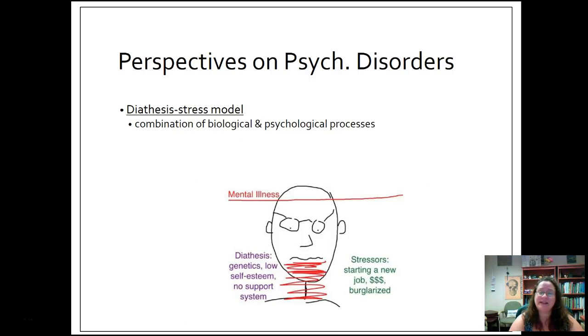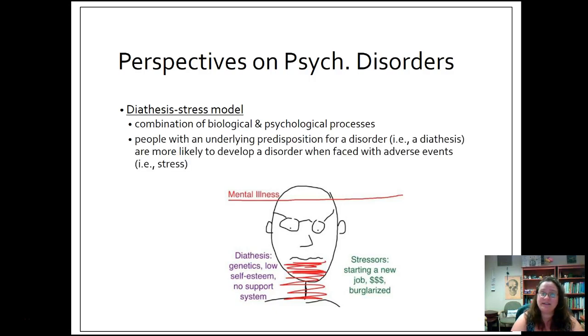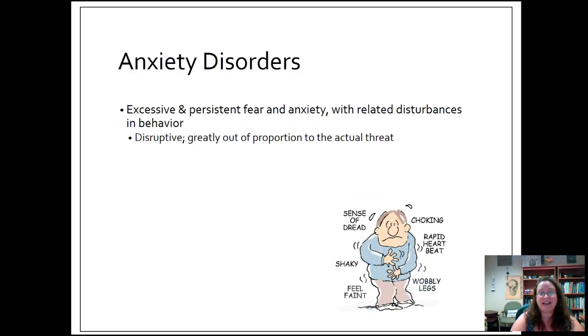There's another model that takes more into account biological and psychological processes. It's a very common model. It's the diathesis stress. So with this, we think that people have a diathesis, this underlying disposition or predisposition, that then is triggered when we experience some kind of stress or adverse event. So these are some perspectives on how psychological disorders actually develop.